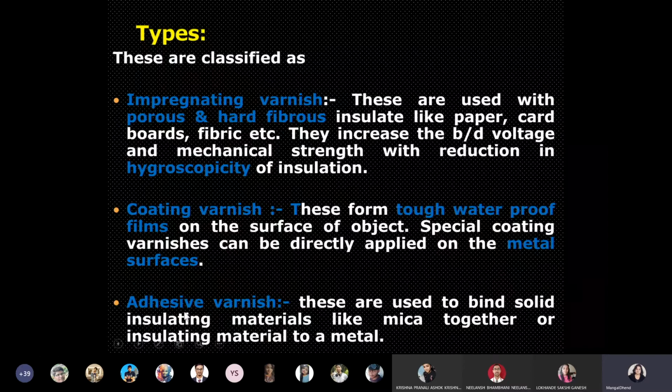Adhesive varnish is the third type. Adhesive means it will stick. You will not coat it by brush, but it will be just like a tape. Suppose you are using tape for insulation. Like that, adhesive varnishes are also there. These are used to bind solid insulating materials like mica together, or insulating materials to a metal. Suppose you take one sheet of mica and one sheet of paper, you bind them with the adhesive varnish.